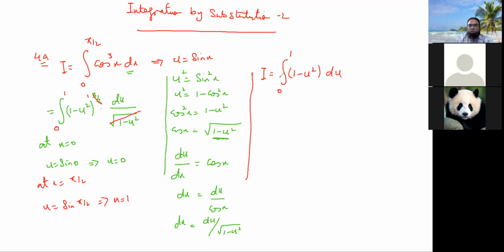You see, there's a very nice kind of expression left here. So this is limit from 0 to 1. This is u, this is minus u cube over 3. You put the limits here, you get 1 minus 1 over 3, and your answer is going to be 2 over 3. Please ask me if there is any question.